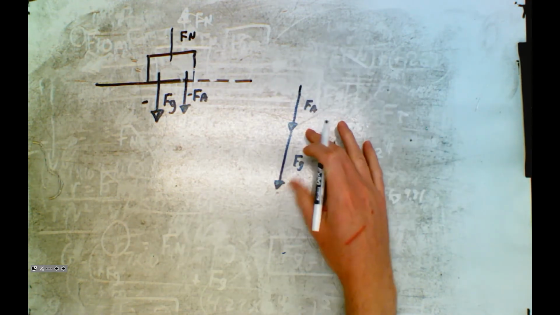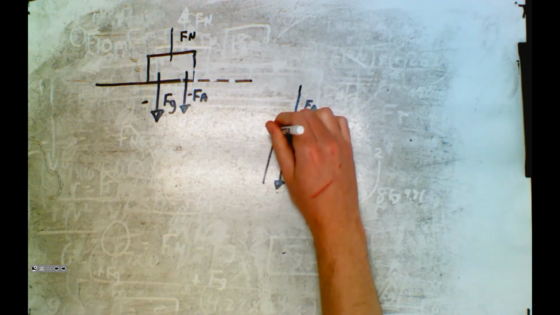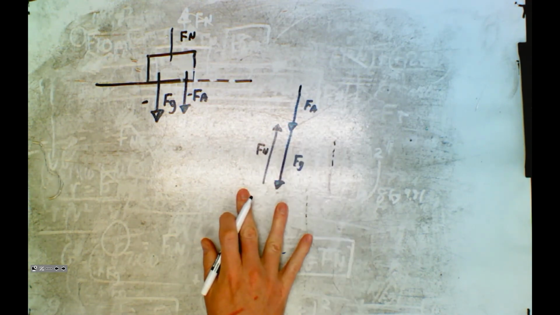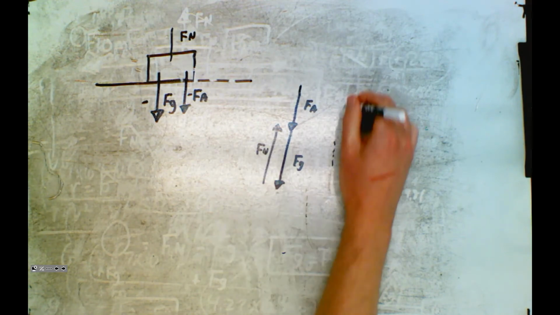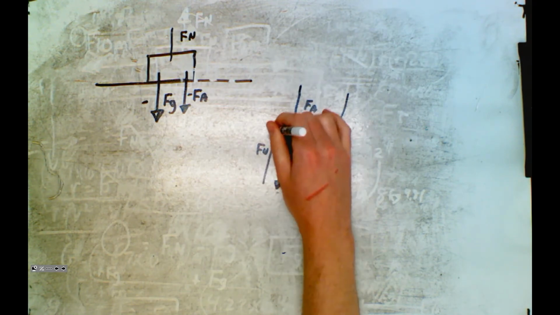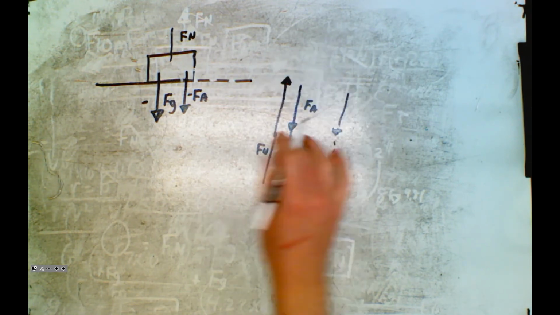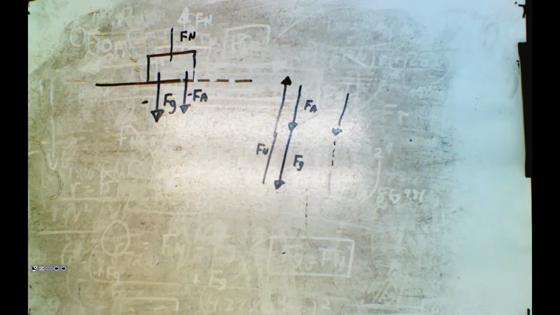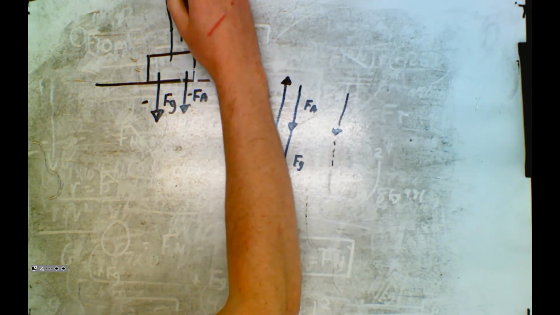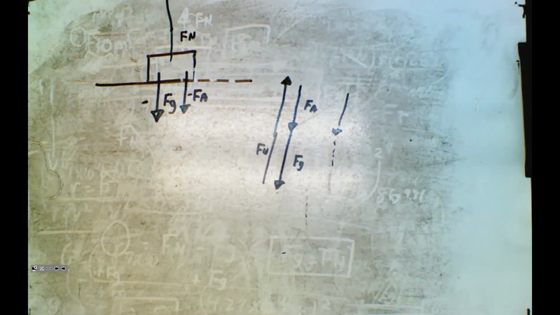If I draw my force normal the same size as my force of gravity, well, I still have a net force. My net force is going to be this. That's what's going to be left over. So what that means is I need to make my force normal bigger than my force of gravity in this situation because it has to account for both of these. So I'm going to make a really big force normal, and it goes off the screen there. That's how big it is.